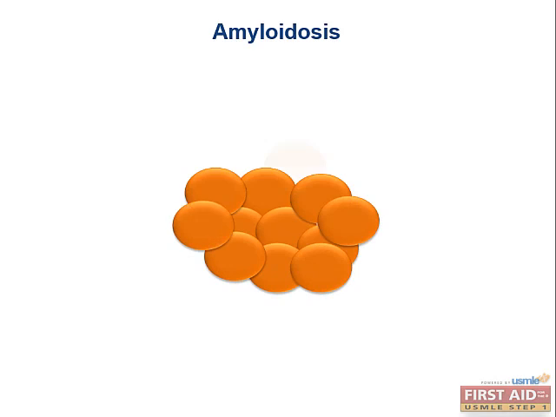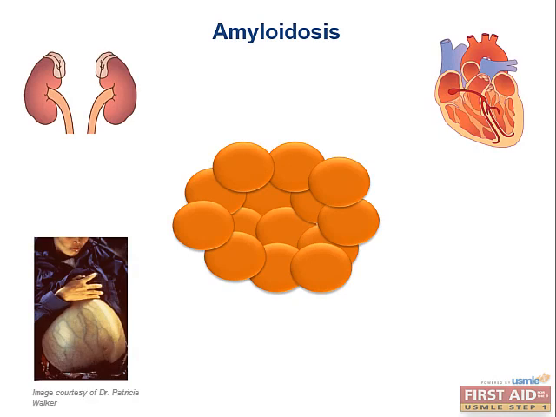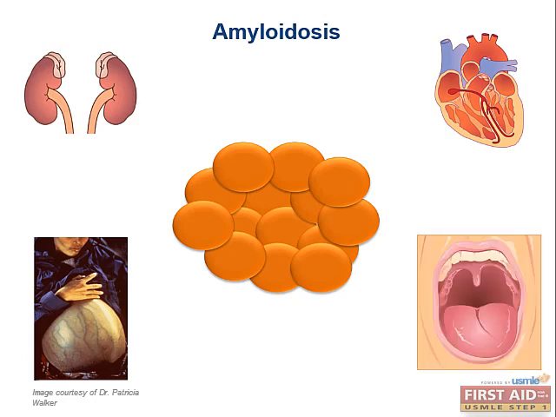What types of tissues? Oh, only the most important ones like your kidneys, your heart, your liver, and disrupt all of those. They even deposit in another organ that you can actually see on the outside and tell that someone has this disease. What is that organ? What is that physical exam finding? Macroglossia. So they even can deposit in the tongue.